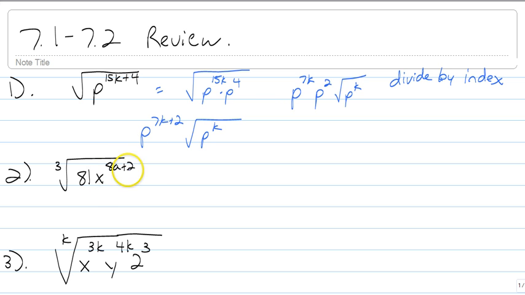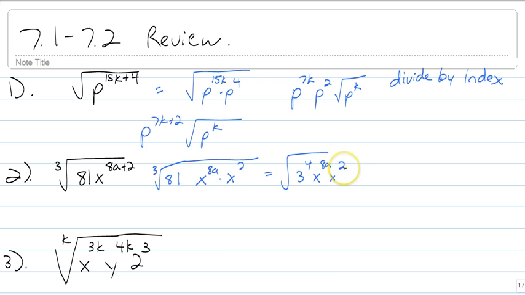We have the third root of 81x to the 8a plus 2. So we have the third root of 81, x to the 8a times x to the 2. Okay? 81 is 3 to the 4th. So that's 3 to the 4th, x to the 8a, x squared.